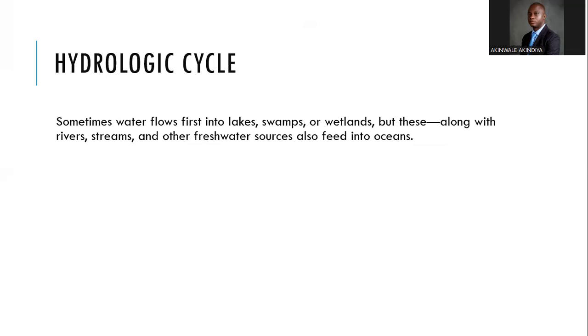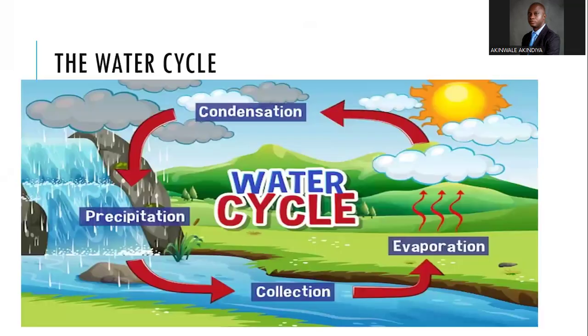So sometimes water flows into lakes, swamps, and wetlands, but these, along with rivers, streams, and other freshwater sources, also feed into the oceans. One way or the other, either the pathway is seen on the surface, or sometimes the pathway is hundreds of miles below the ground, but that interconnection is there among all the water sources.